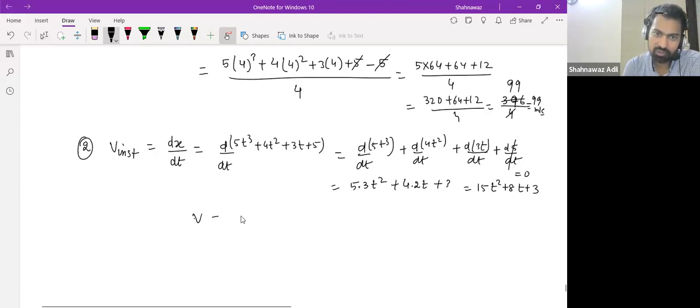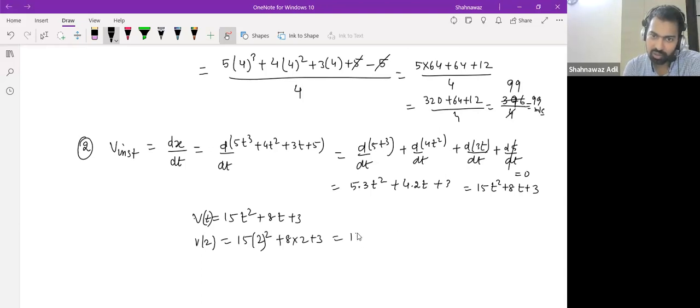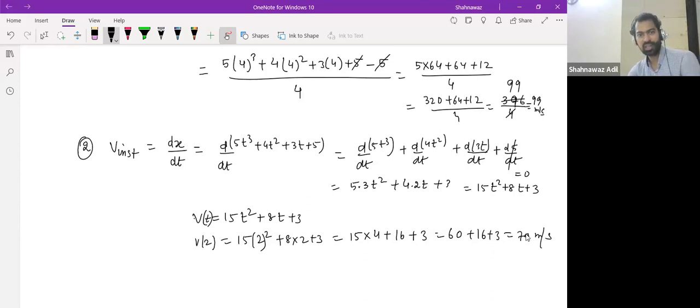So v is 15t square plus 8t plus 3. And v at 2 seconds would be simply 15 into 2 square plus 8 into 2 plus 3, which is 60 plus 16 plus 3, so 79 meters per second. So this is the velocity at 2 seconds.